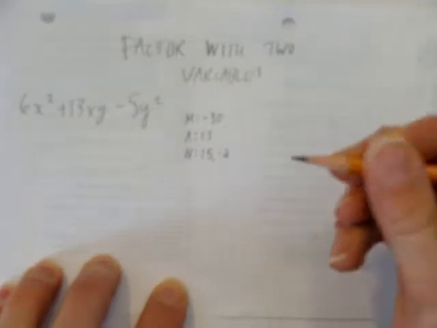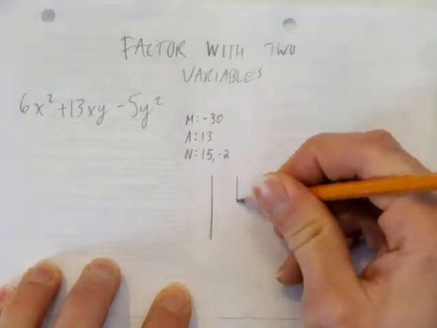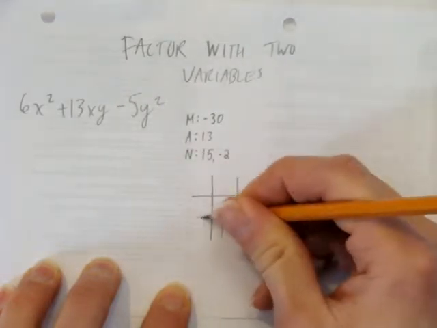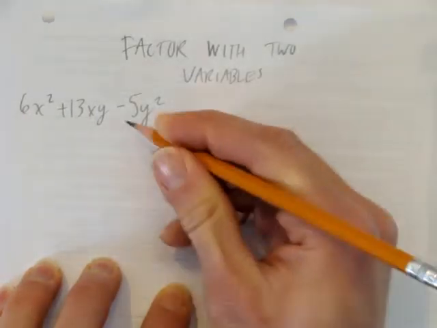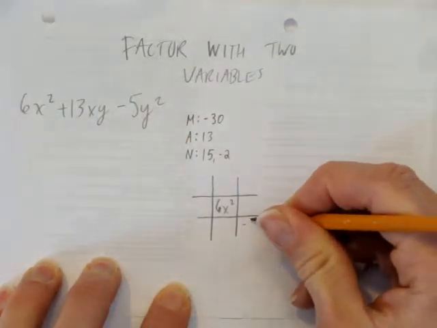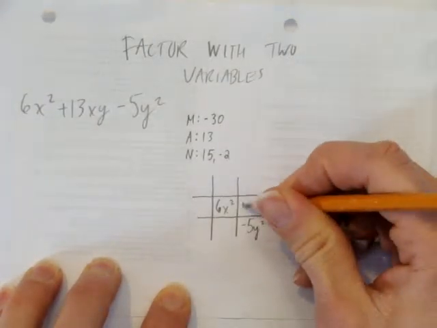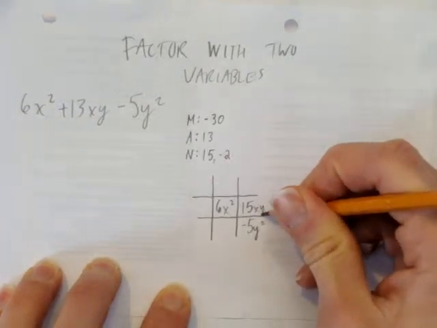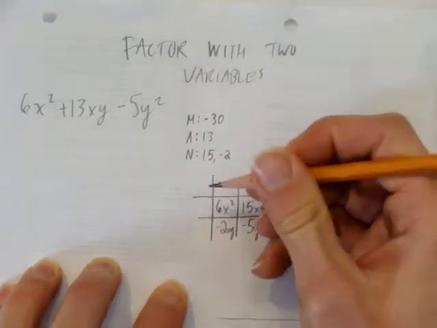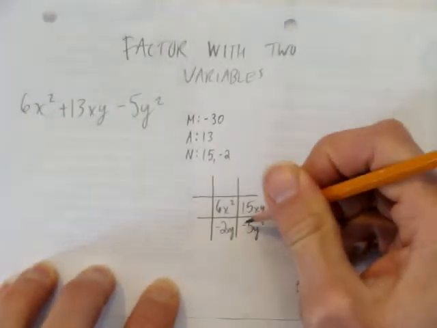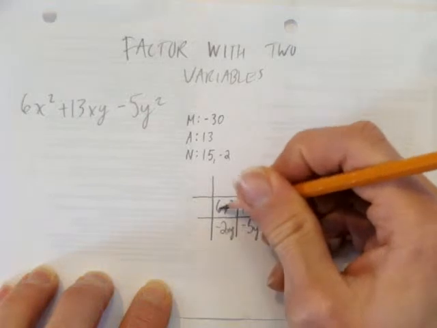And now you can use chart method or decomposition, whichever one you prefer. I'm going to use chart method. So we make a chart, and in the middle square goes our 6x squared. On the bottom right corner goes our negative 5y squared. And then we break up the xy term into 15 xy's and negative 2 xy's. Just like we would with any other chart method, only we have x's and y's now, but that's not a big deal. So let's factor this middle square.